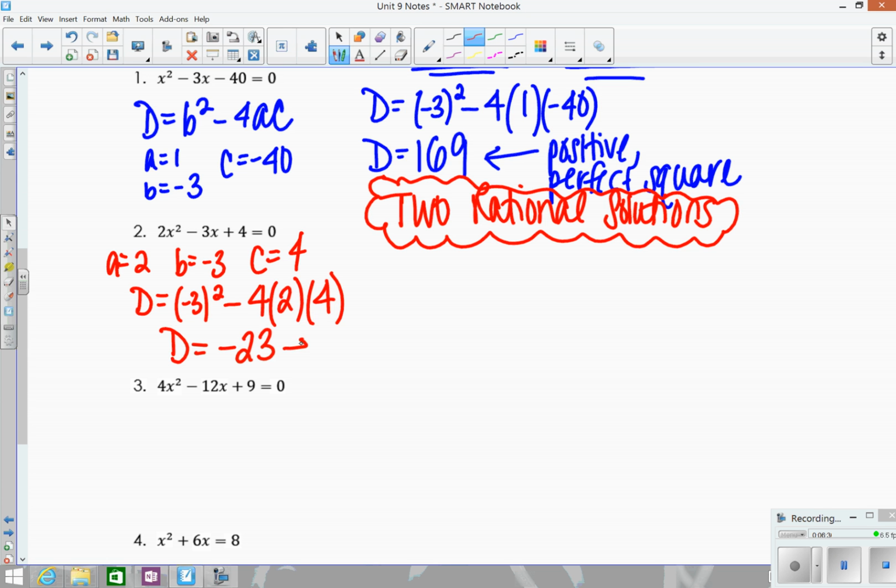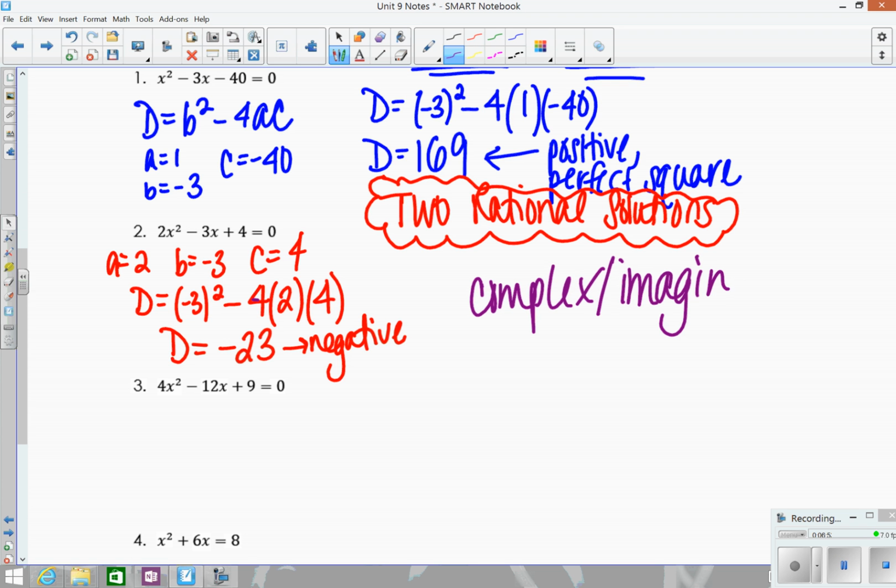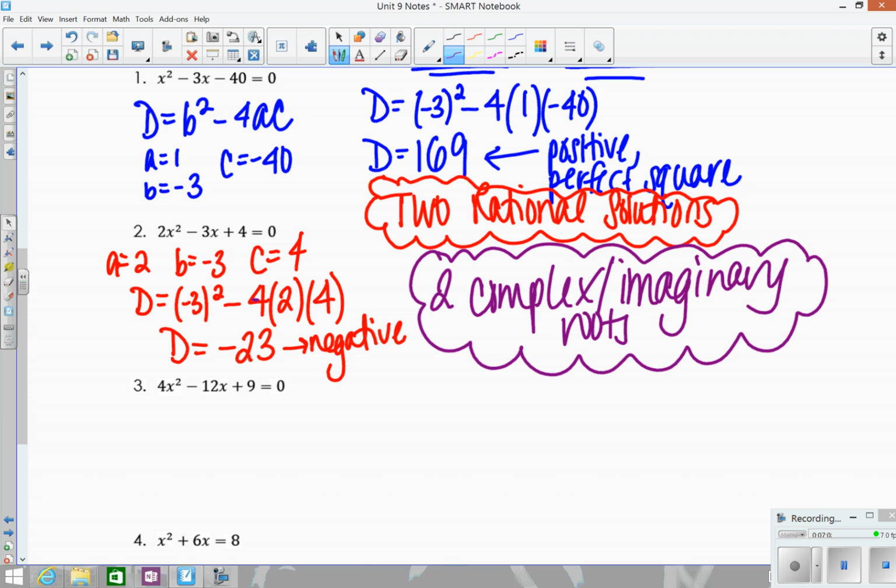So since we get a negative number here, I think negatives are the easiest to remember because remember, this is like the part under the square root in the quadratic formula. So if I take the square root of negative 23, I'm going to have a complex number. So this means you're going to have complex/imaginary roots. And you would have two of them because remember that complex roots occur in conjugate pairs. So they would be conjugates of each other. So a plus bi and then a minus bi.